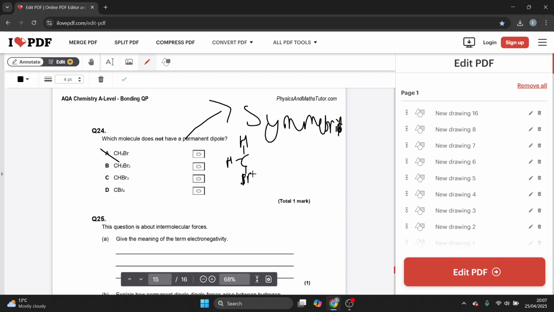CH2Br2. Forget that. I can already see it's going to be CBr4 because all 4 of them are the same. C, Br, Br, Br, Br. So it will cancel out. Therefore, it won't have a permanent dipole.